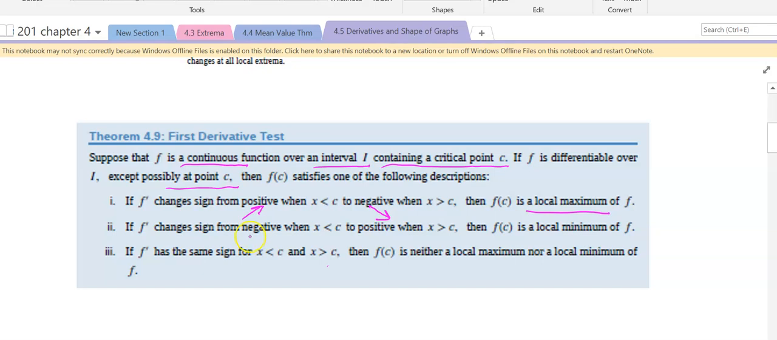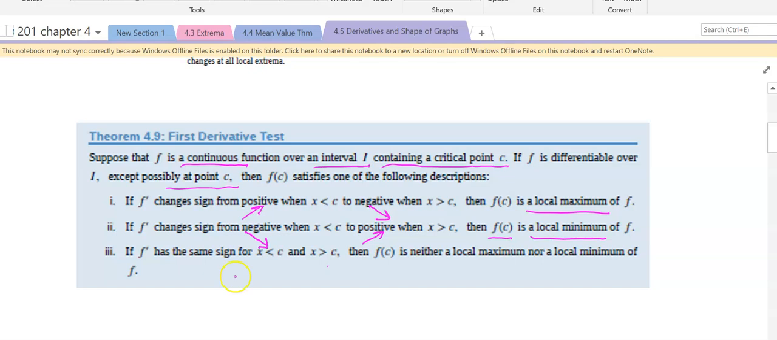If the first derivative changes sign from negative, meaning going downhill to the left of C, to uphill or positive to the right of C, then we must have a local minimum at x equals C, and f of C is the value of that local minimum.